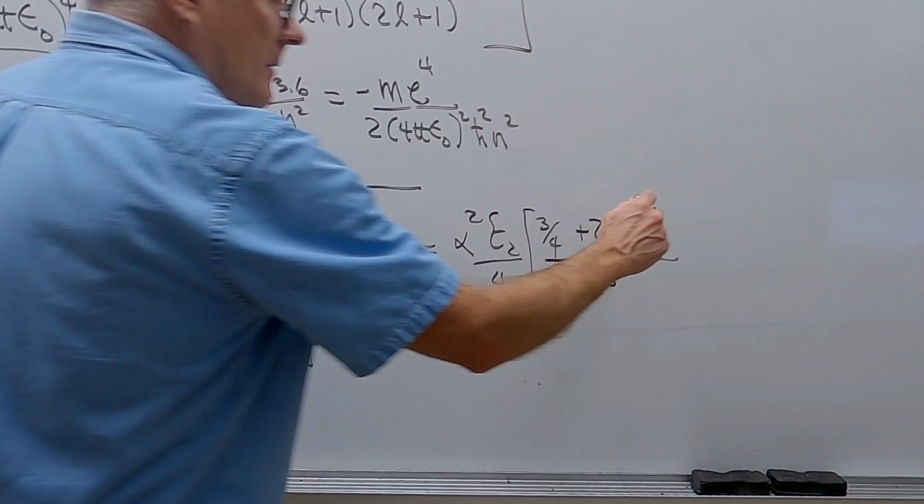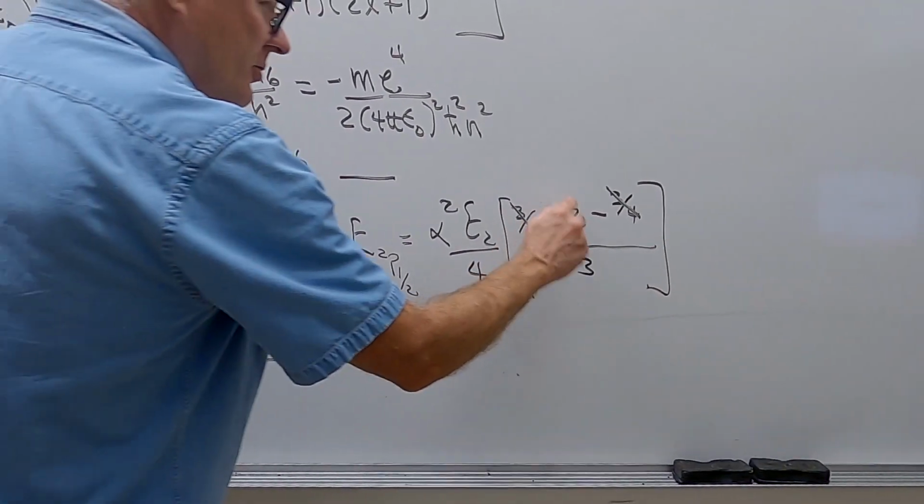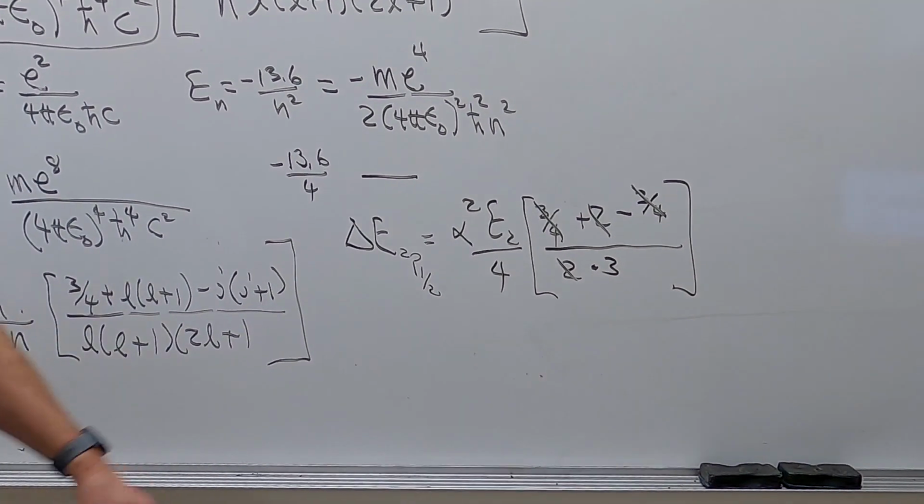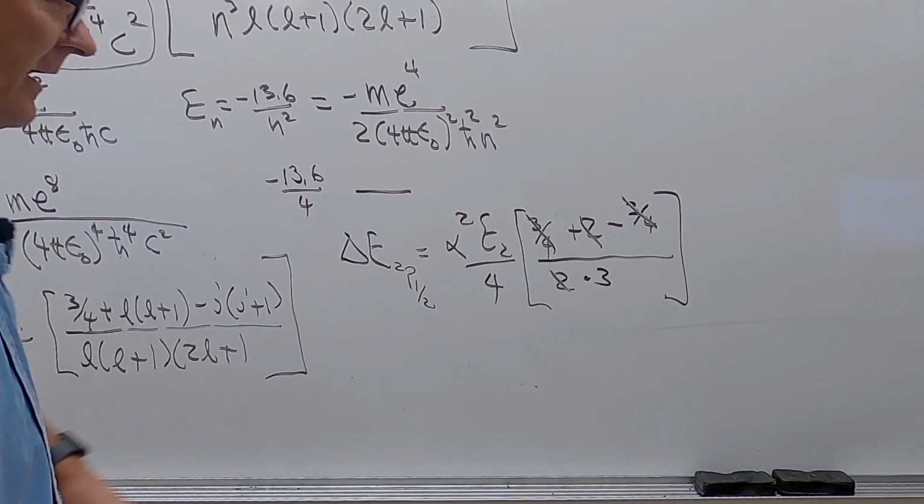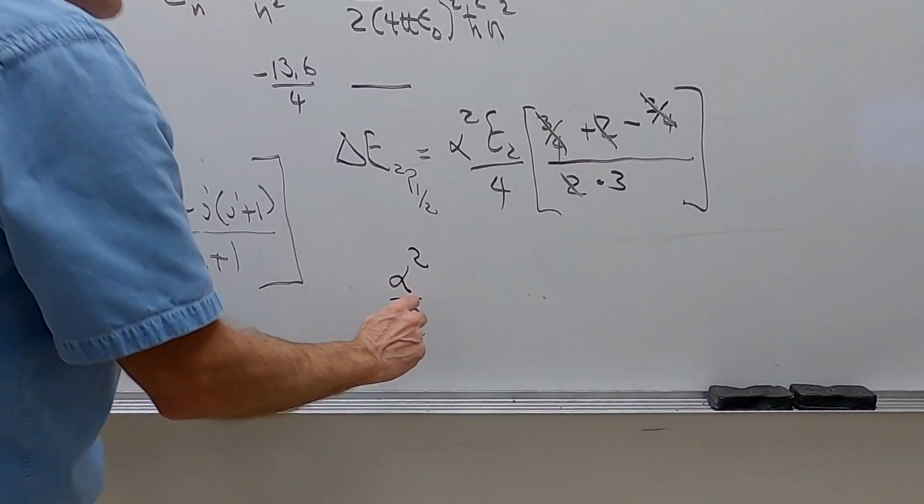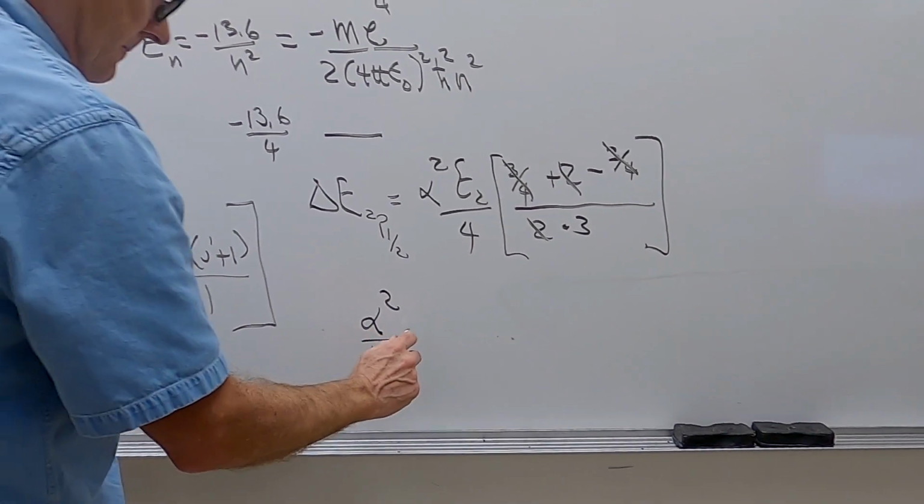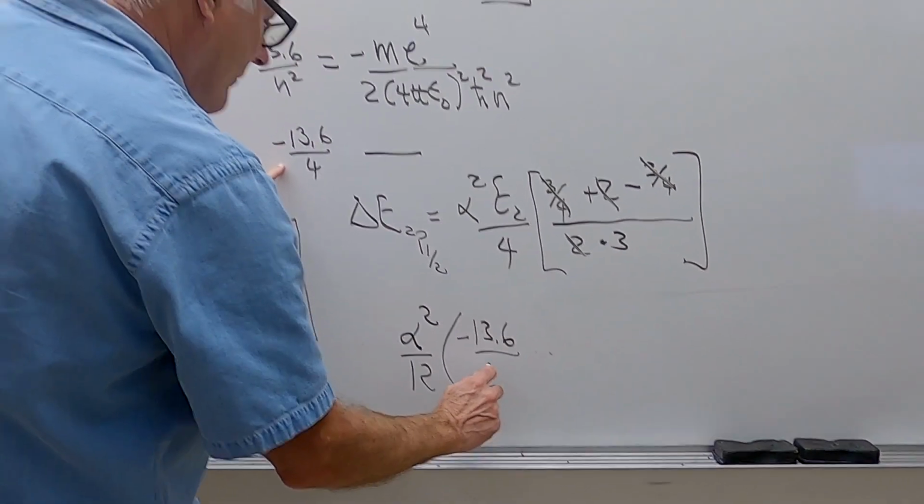Okay. The 3/4 drop out. The 2's drop out. So everything inside this was just 1/3 or 1/12. So it'd be alpha squared over 12 times your E2, which is minus 13.6 all over 4.